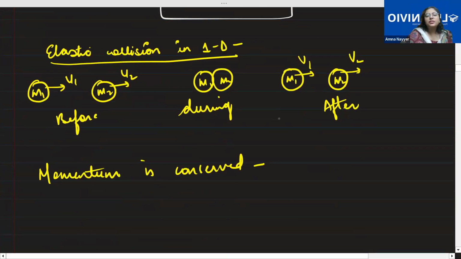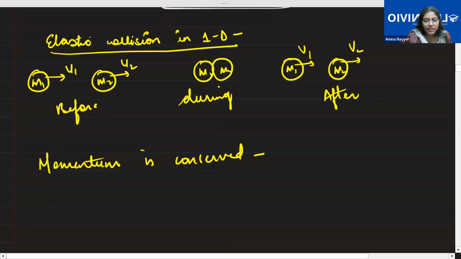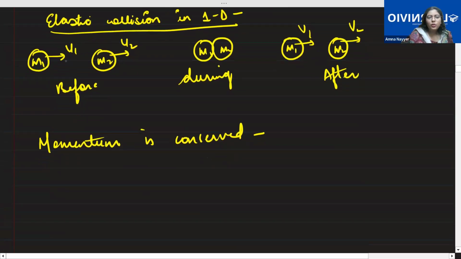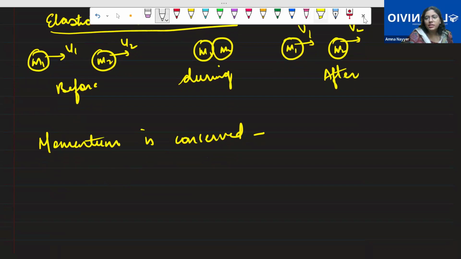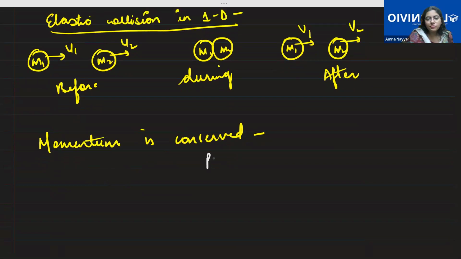Talking about the elastic collision in 1D, here we discussed the two factors: that momentum is conserved and kinetic energy is conserved. So initially, this momentum will be M1U1. What will we have? We will have the initial momentum equal to the final momentum. Initial means before, M1U1. For this, it will be M2U2. Finally, it will be M1V1 plus M2V2.